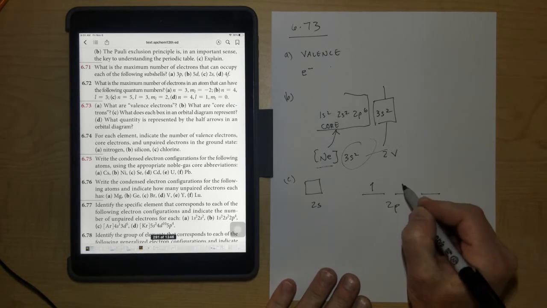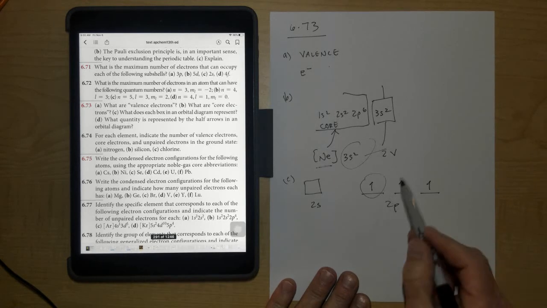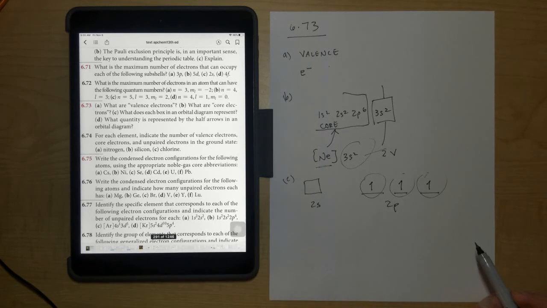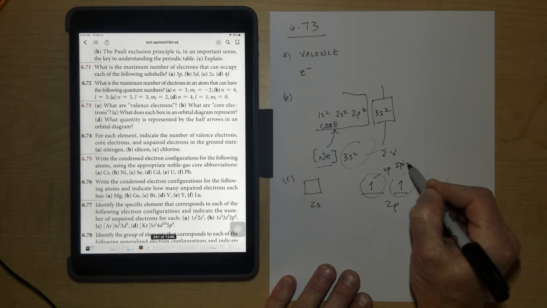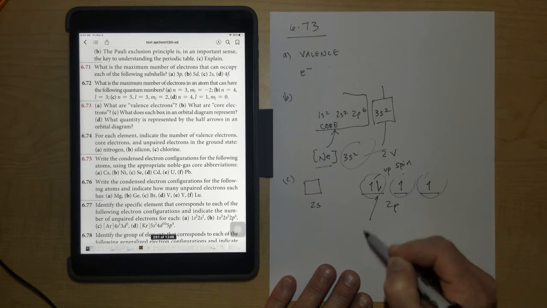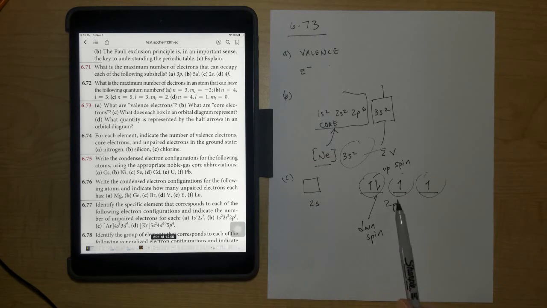So if I put 1 half arrow in each right here, these each would represent 1 electron in each orbital. These would have what's called an up spin, and then if I draw it this way, these would have a down spin. And remember, the rules always say that 1 electron goes in each orbital before they pair up, and then when they do pair up, one has to have an up spin and one has to have a down spin. That's number 73.